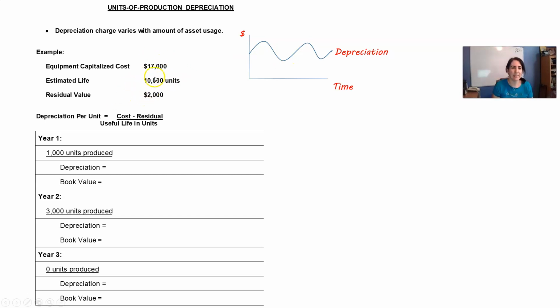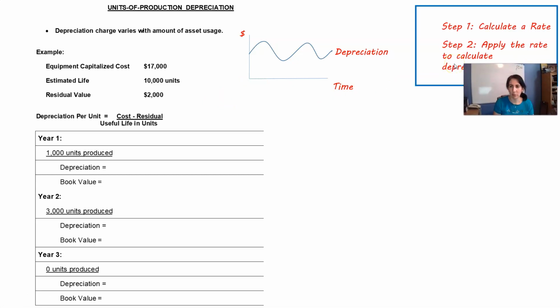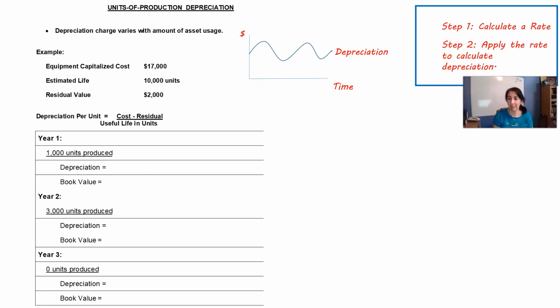We have the same basic setup here. We're going to take it in 2 steps, though. Step 1, we're going to calculate a rate. And step 2, whoops, I got to move myself again. Step 2, we're going to apply the rate to calculate the depreciation. You'll see as we go through. All right, so take a look at this calculation here.